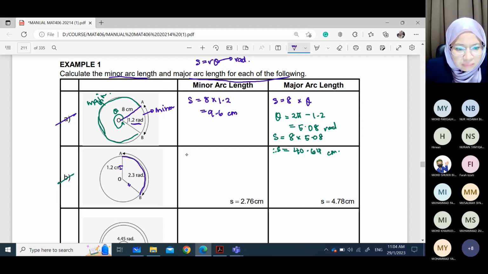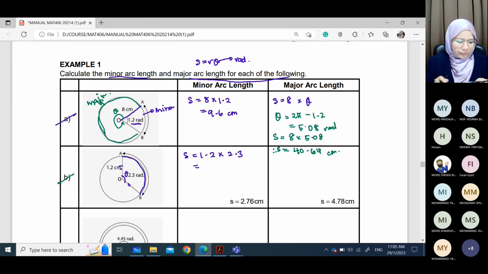Okay, so the minor arc length is equivalent with radius 1.2 multiply with angle. So angle yang ini adalah 2.3 radian. So multiply, darabkan je. 1.2 multiply with 2.3, so kita akan dapat 2.76 cm. So maknanya arc length ataupun ukuran bagi minor segment yang ini, A to B, adalah 2.76 cm.